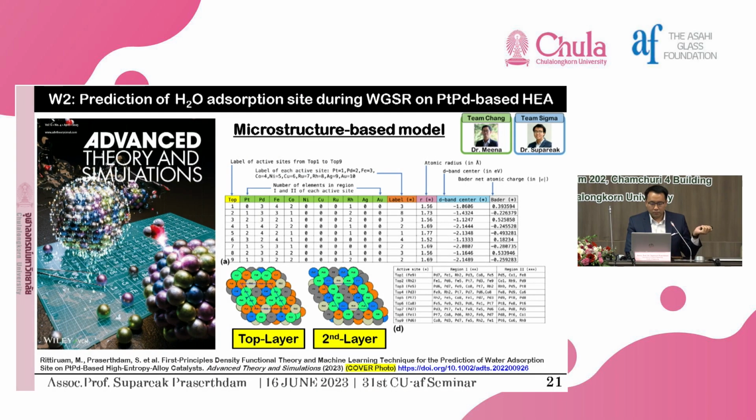Here we use techniques other than the artificial neural network. We use Gaussian process regression to explain the active site on the catalyst and predict the possible active site for water activation, which is one of the steps in the reaction that will mitigate the harmful gas that I told you earlier.